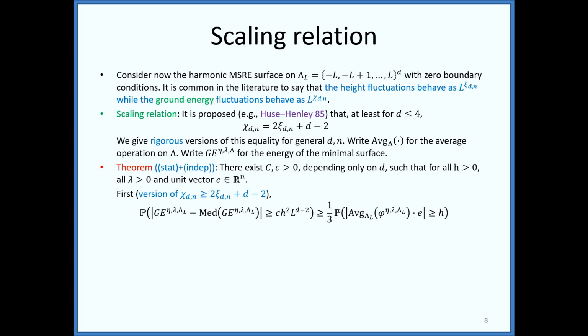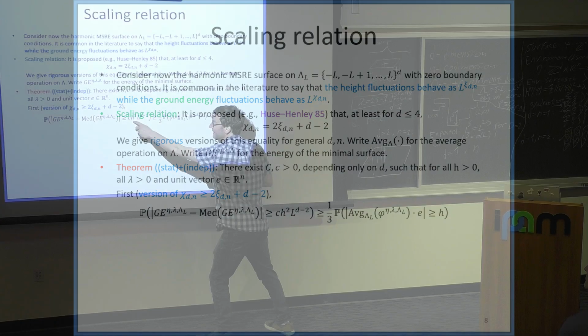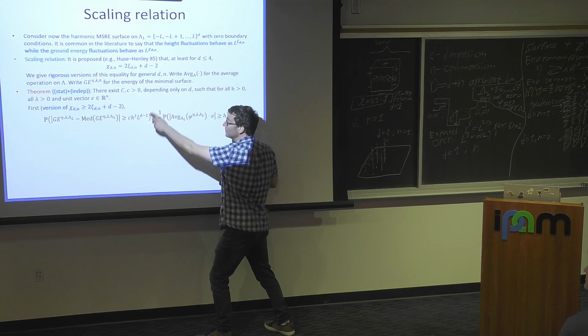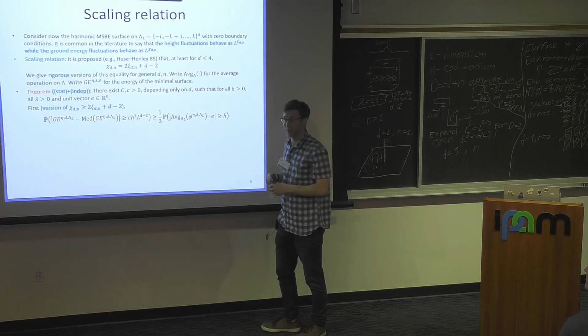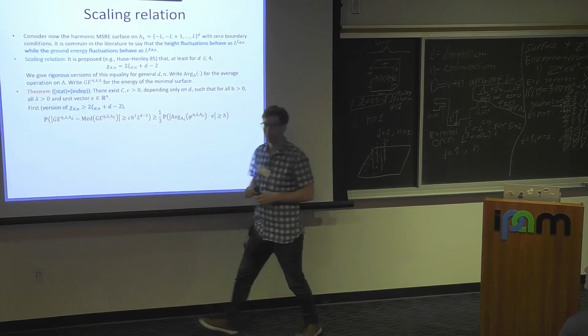So if you take some h such that the average height of your surface has a chance to be there, suppose, let's write h to be L to the xi. Suppose you have, I don't know, probability 1/2 to be more than L to the xi, then the energy fluctuations have 1/2 times 1/3 chance to be at least L to the 2 xi plus d minus 2, which is what is written here. So that is why this is chi greater than or equal to 2 xi plus d minus 2.